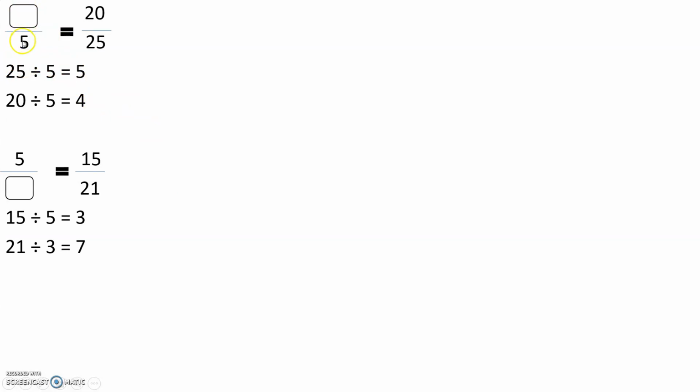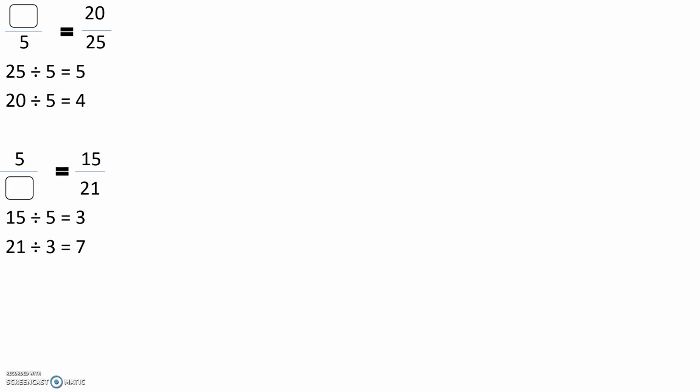Again, dash upon 5 is equal to 20 upon 25. Again, as I said in the earlier slide, we will divide this big number by 5. We get 25 divided by 5, we get the answer as 5. Now we'll divide this fraction by this answer. So 20 divided by 5, we get the answer as 4. So here we'll get the answer as 4. So it is 4 upon 5.